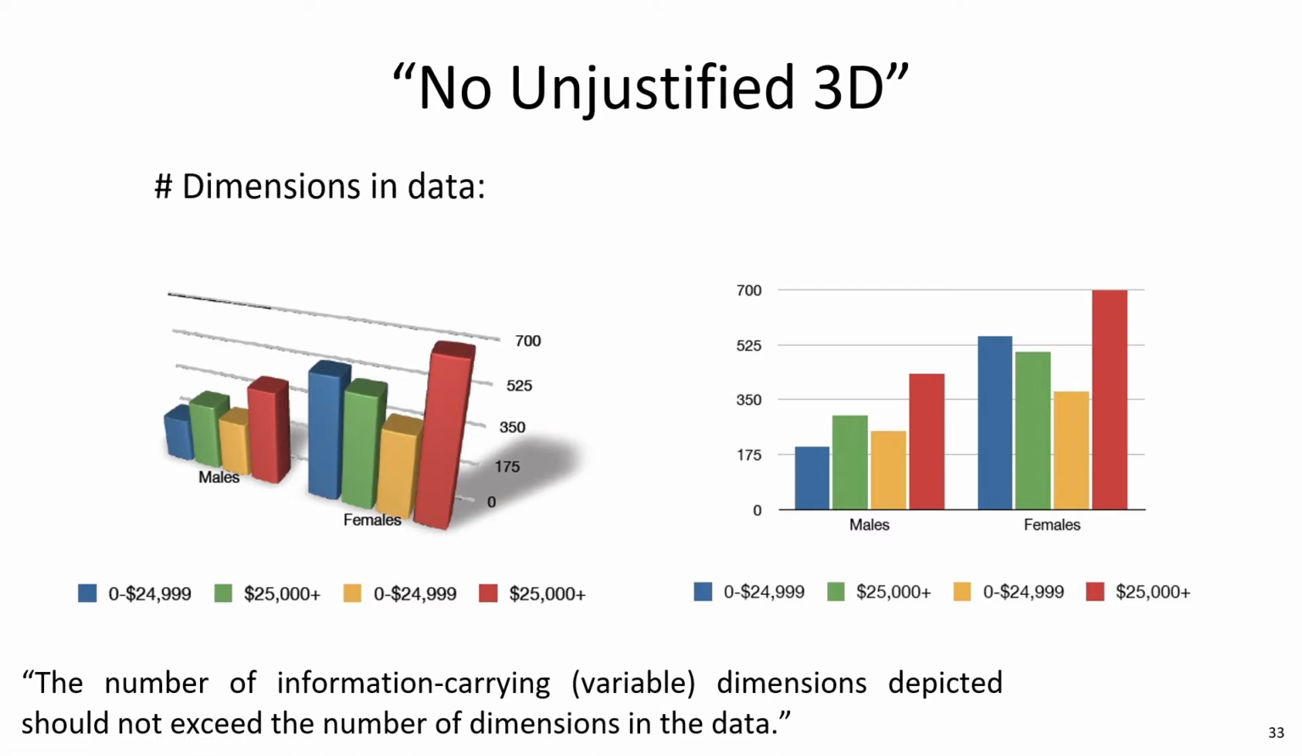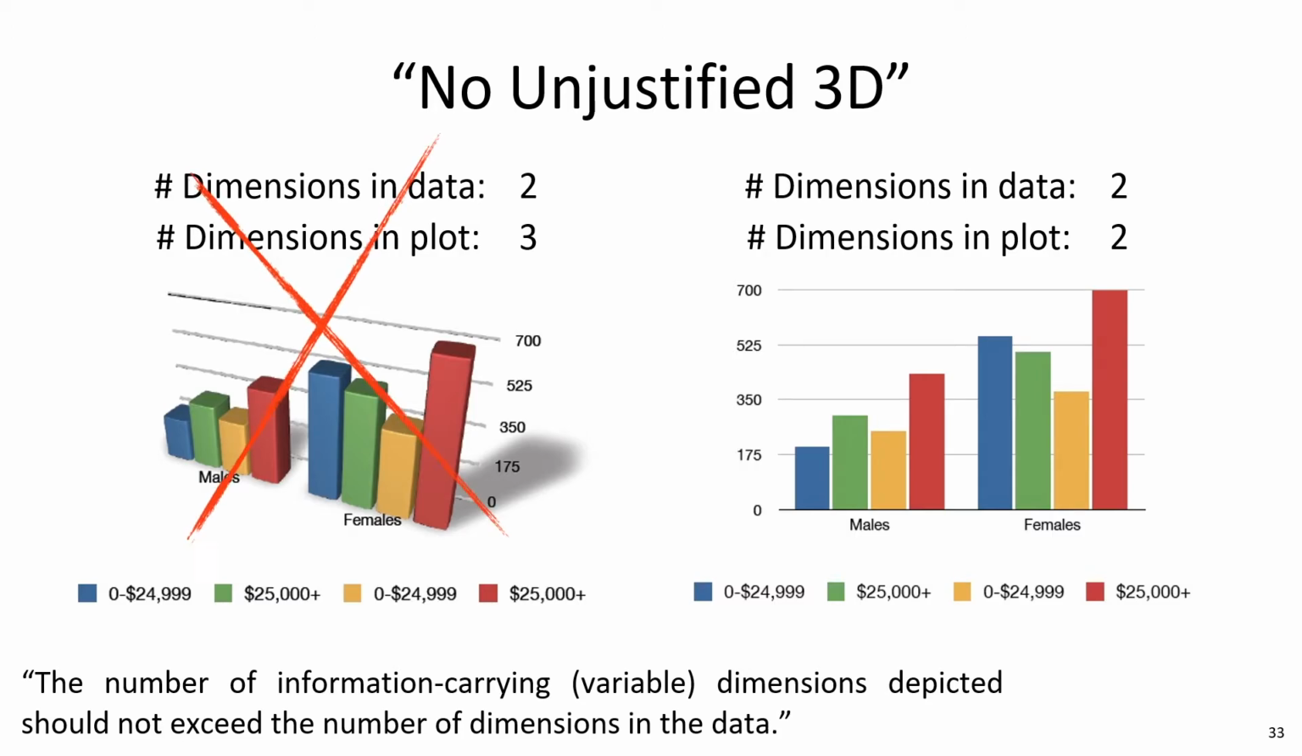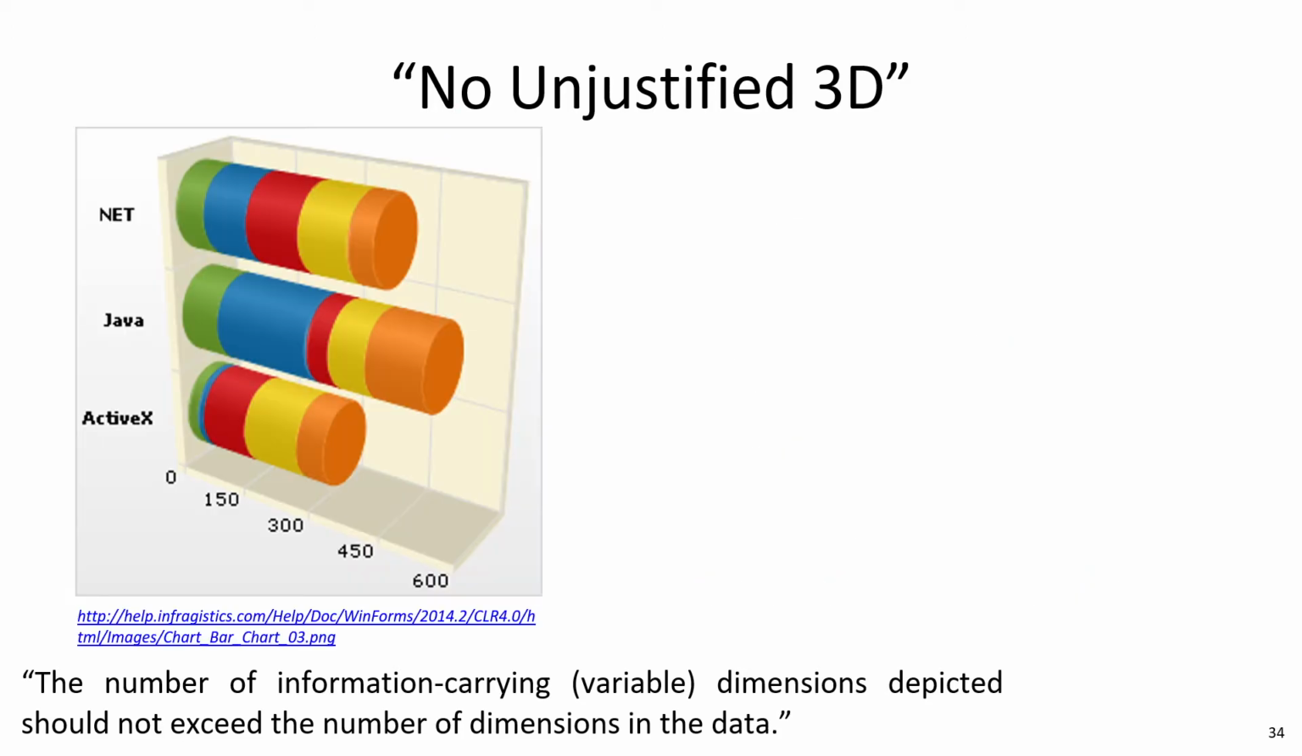Okay. Number of dimensions of the data in this one. This is three-dimensional space, but the actual data itself has 2 dimensions. It's 3D, but you needed 2 dimensions. You need the bars. You need males and females, okay. And you need the height. Dimensions of the data is 2. Number of dimensions in the plot is 3. Big no-no. Look at these things.